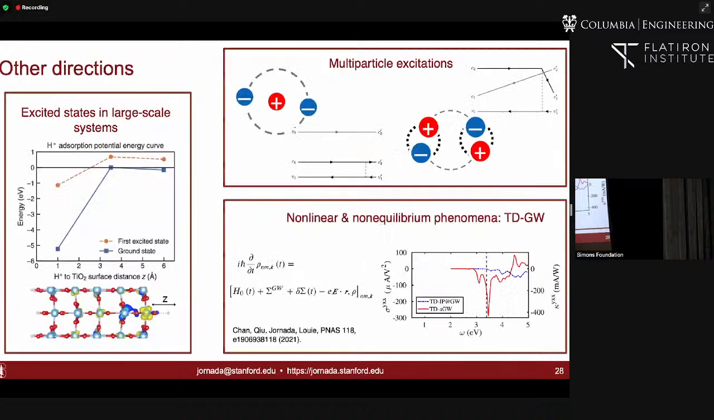With that said, I also want to mention that because my group is pretty new, we are also interested in other properties associated with large-scale systems. We're also interested in multi-particle excitations from first principles and also nonlinear and nonequilibrium phenomena. In particular, we have a way to solve the equation of motion for the Green's function within the GW approximation from first principles in the time domain. And that allows you to understand, for instance, the shift current that our speaker mentioned this morning in a more systematic way, without a perturbative expansion, by simply looking at the response function in real time and Fourier transforming that.